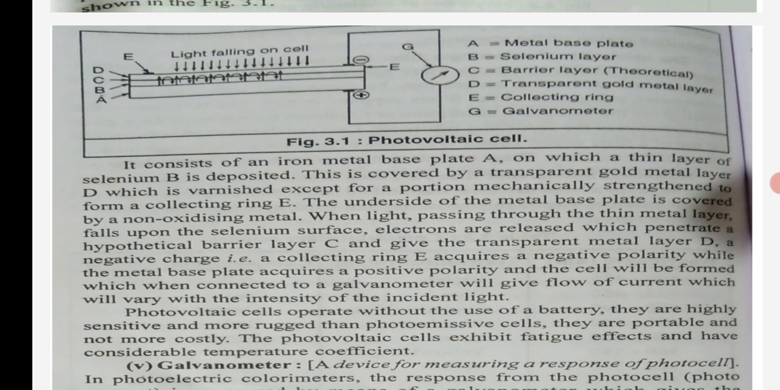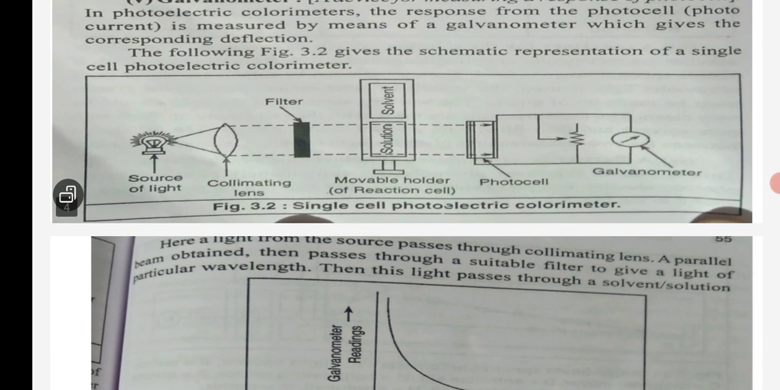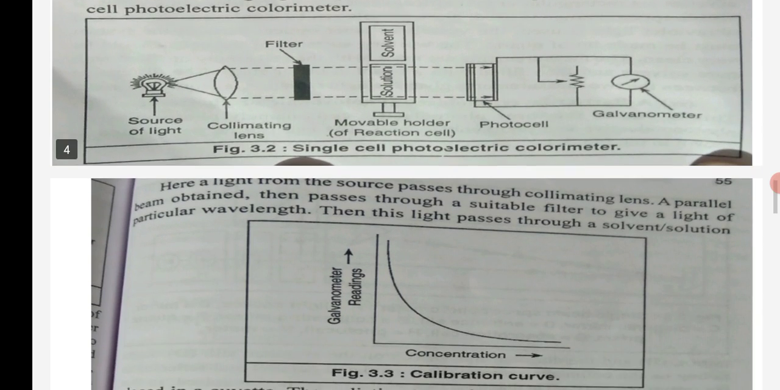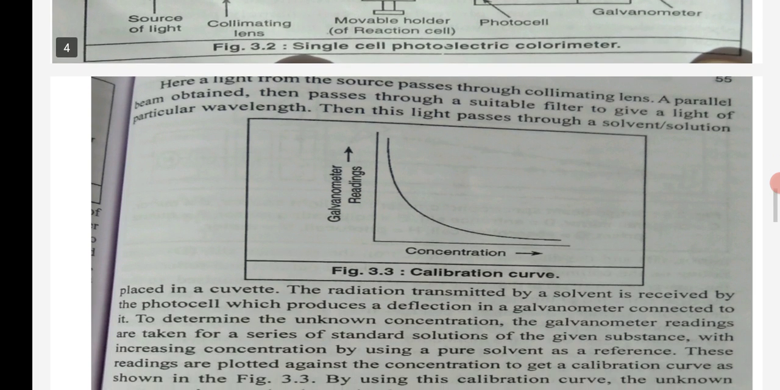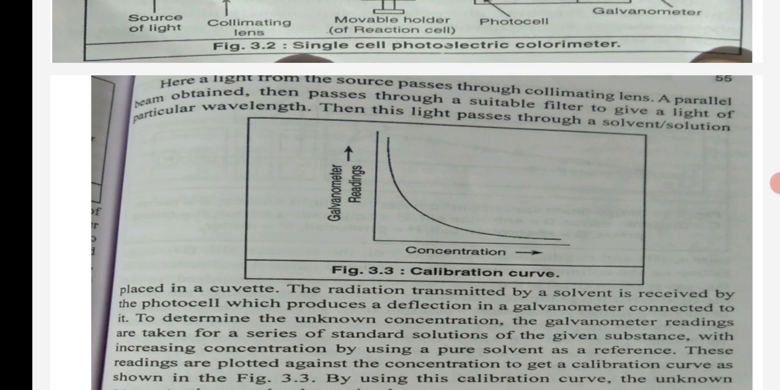Here the light from the source passes through a collimating lens and becomes a parallel beam, then passes through a suitable filter to give light of a particular wavelength. This light passes through the solvent or solution in the cuvette, and this transmitted radiation is received by the photocell, which produces a deflection of the galvanometer connected to it, used to determine the unknown concentration.